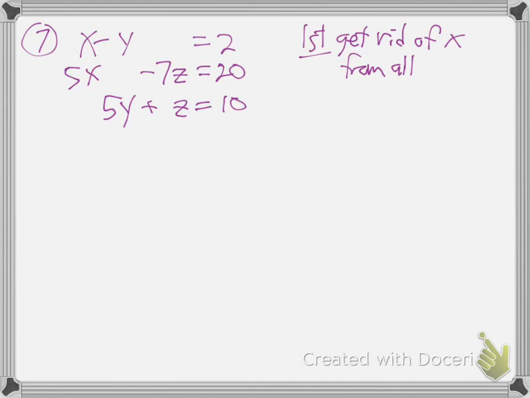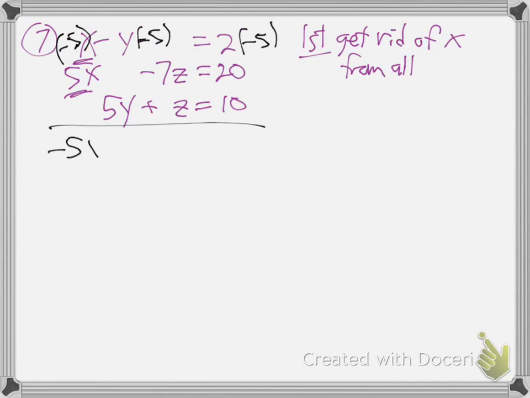What could I do? I can just make these guys be opposites, right? So just multiply that top one by -5. Does that make sense? Make those opposites. That's exactly what I'll do. So -5, -5, -5. And what do we get? -5x plus 5y, -10. And I'm going to rewrite the second equation right below it.